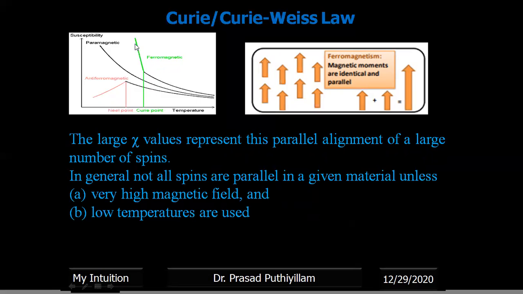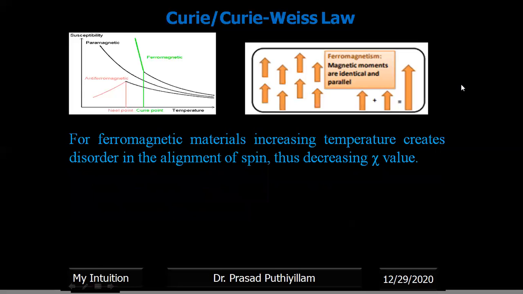Therefore, in the case of ferromagnetic material, initially we have a higher magnetic susceptibility value, and this is controlled by the magnetic field as well as temperature. We need a high magnetic field as well as low temperature to have this type of behavior where the spins add up and we get a higher spin value. For ferromagnetic material, increasing temperature creates disorder in the alignment of spins, thus decreasing the chi value. That means as the temperature is increased, the arrangement, which was already parallel, gets disturbed.